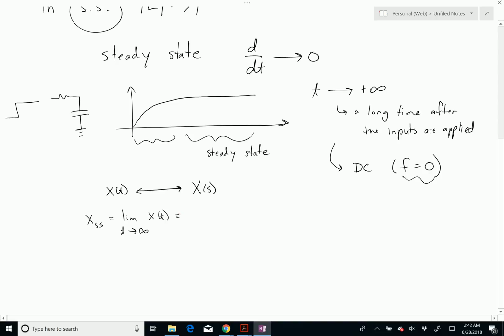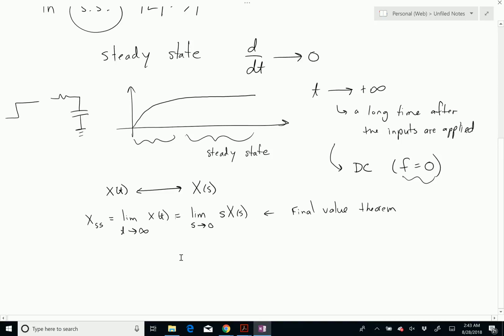Well, there's a theorem that you can look up in any signals and systems book, and you guys saw it. It's called the final value theorem for Laplace transforms. Okay, we will use it a lot. It allows us to look at steady state using transfer functions. Final value theorem for Laplace transforms. Look it up in any signals book. You should have seen it at some point.